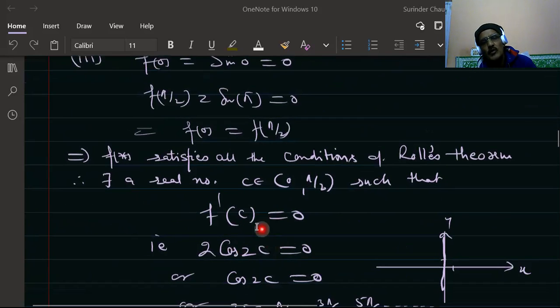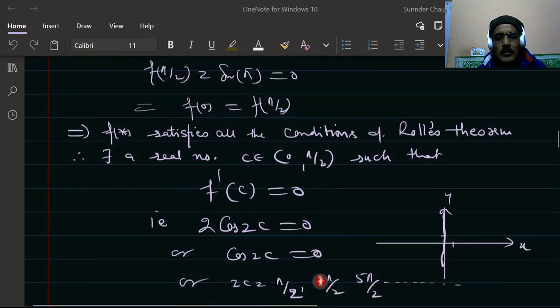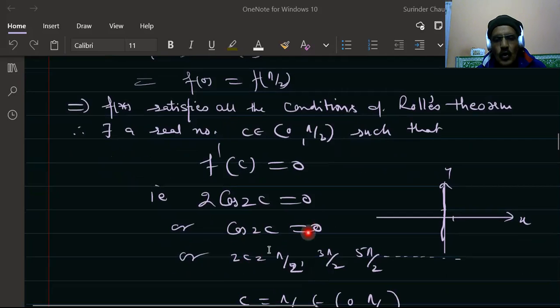Now again we find the c which belongs to this interval at which f'(c) is equal to 0. For this, put the value of c in the first derivative of f(x) and find the 2 cos 2c equal to 0, divided by 2. So cos 2c is equal to 0 when 2c is equal to π/2 or odd multiples of π/2, 3π/2, 5π/2, minus π/2, minus 3π/2 and so on.